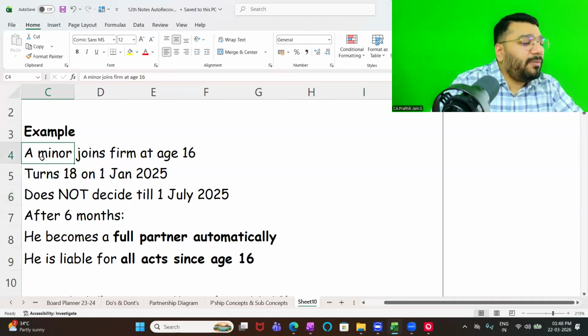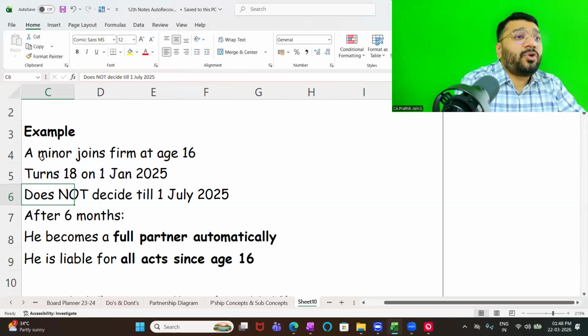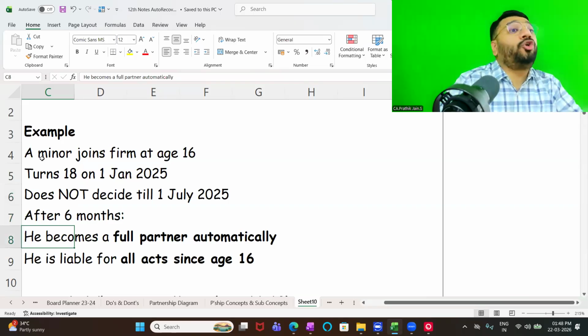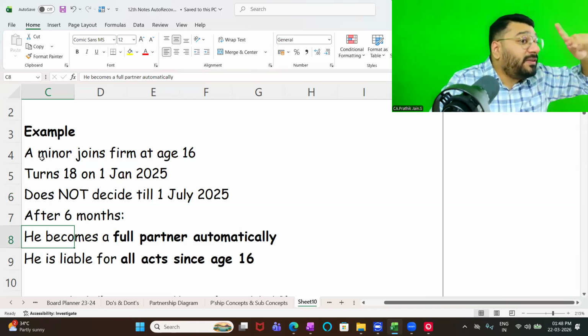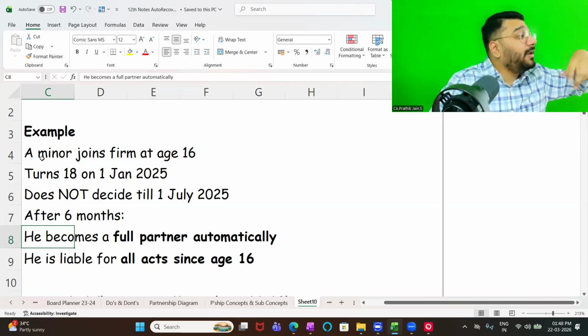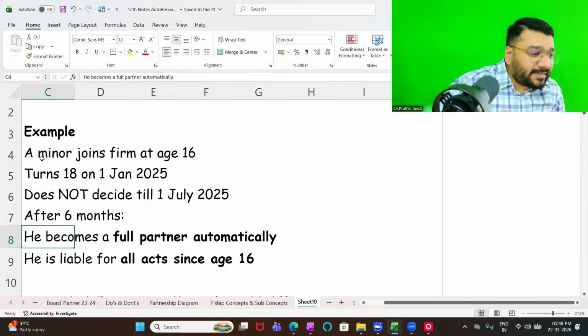A minor joins the firm at the age of 16, turns 18 on 1 Jan 25, and does not decide till 1 July. So what happens now? After 6 months, he will become a full partner automatically. So this automatic right, who gave? The Indian Partnership Act 1932 said that within 6 months, if you do not confirm whether you want to continue or not, I will assume that you are continuing automatically. Who says that? Law says that.